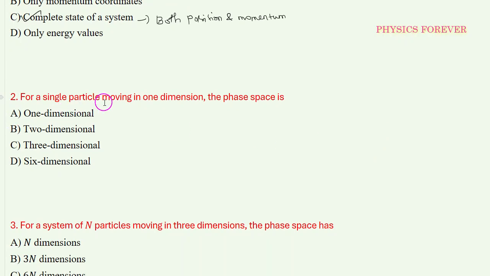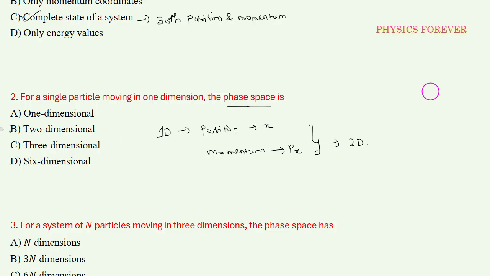For a single particle moving in one direction, the phase space, most important, for one dimension has position x and then momentum px. So this is two dimensional. The correct option is B.